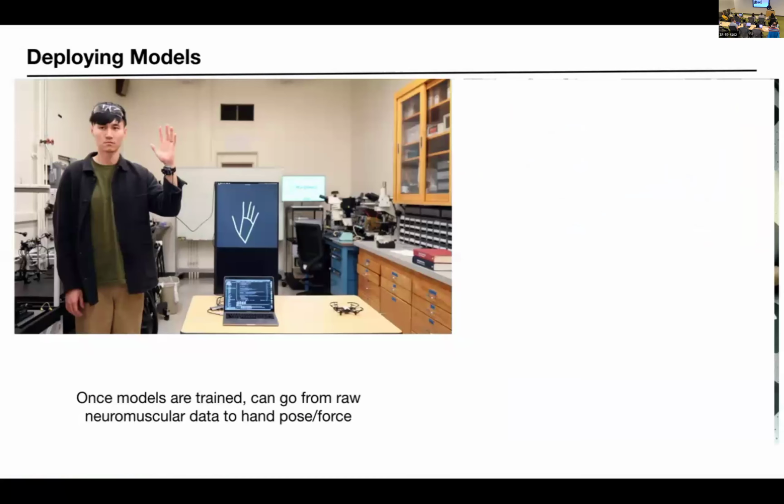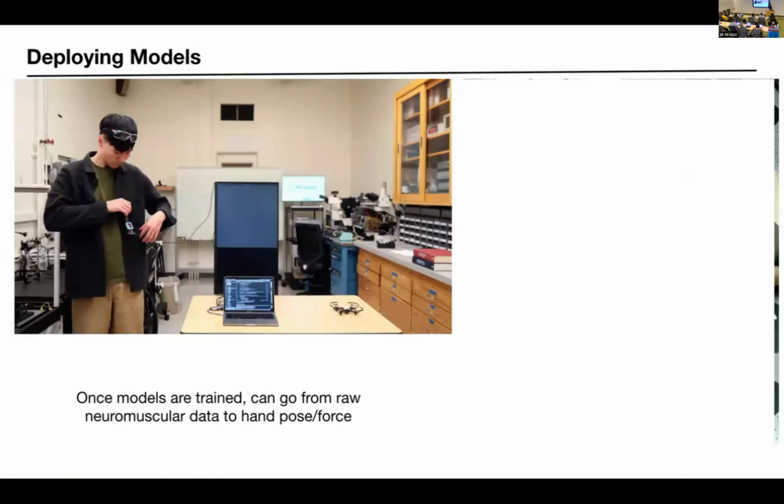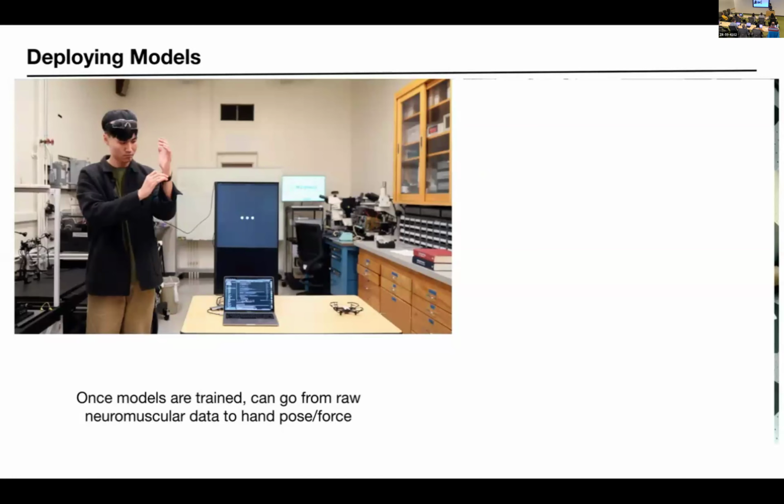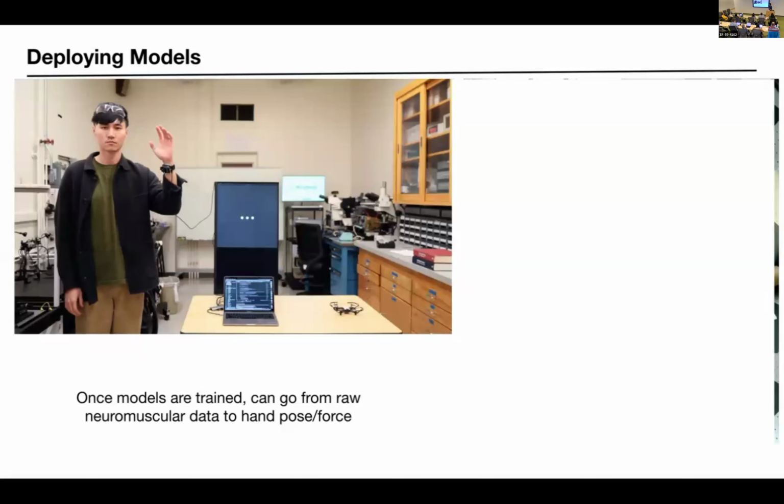I'm going to show some output of what this looks like. This is Kevin, one of the members of my team. He's going to walk in and put a device on his hand. He's going to pull up a specific model just for him. So, Kevin.